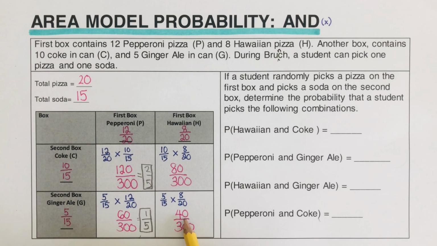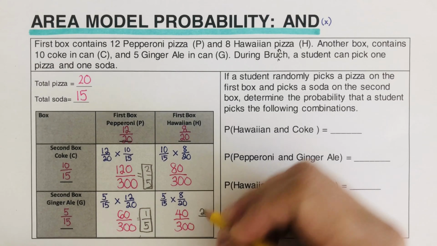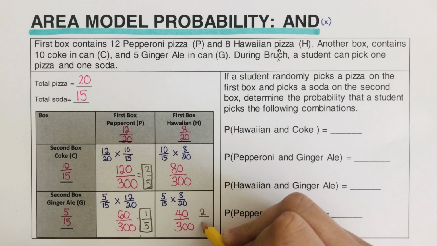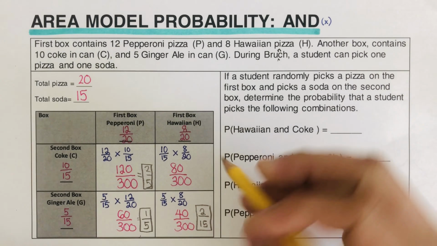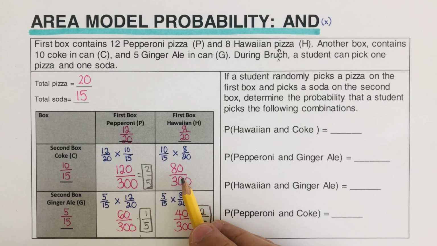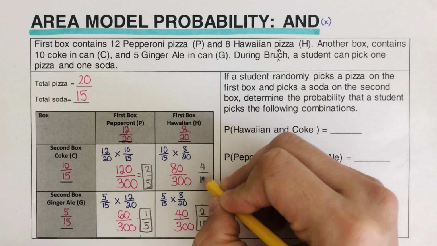Okay, this one right here, 40 over 300, this is divisible by 20. So this is 2 over 15. And this one right here is divisible by 20. And this is 4 over 15.